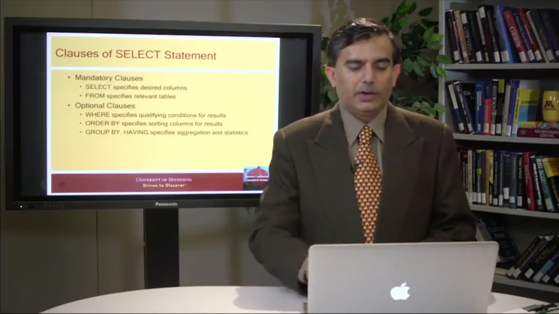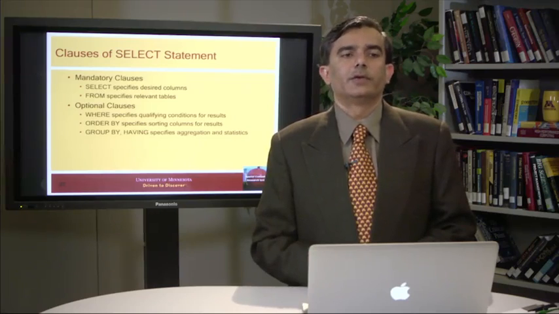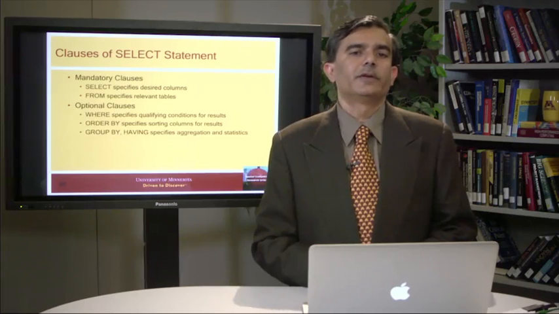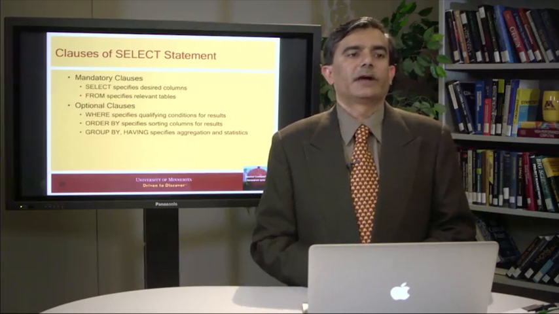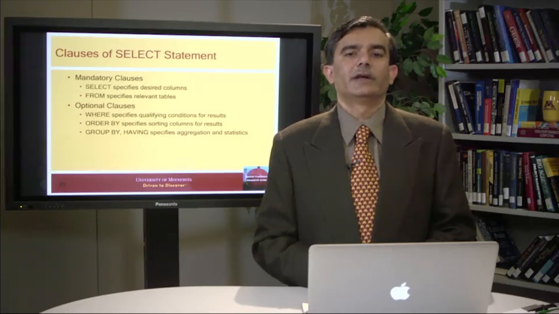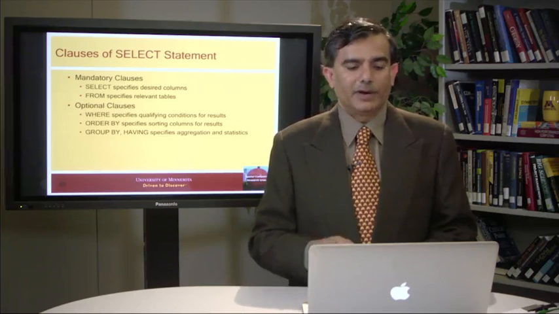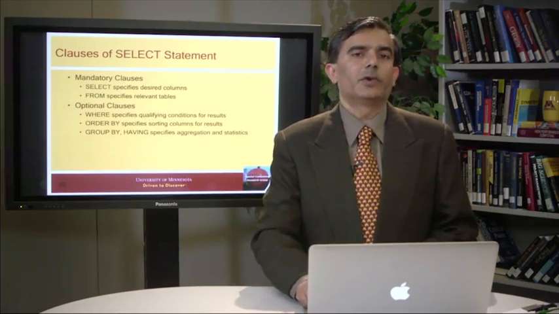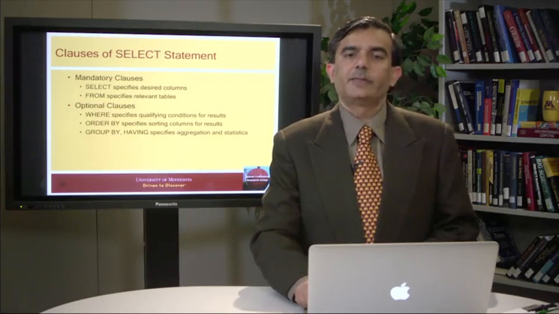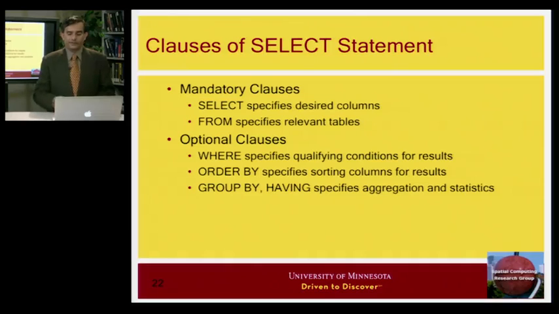And finally, we have a pair of clauses, group by and having, using which we can do small, simple statistics. For example, you may want to ask for the average population for the group of countries where the population is at least 100 million. In that case, we can use group by or having to compute statistics such as average, sum, minimum, maximum, and so on. So this gives us a big picture of select statement clauses.